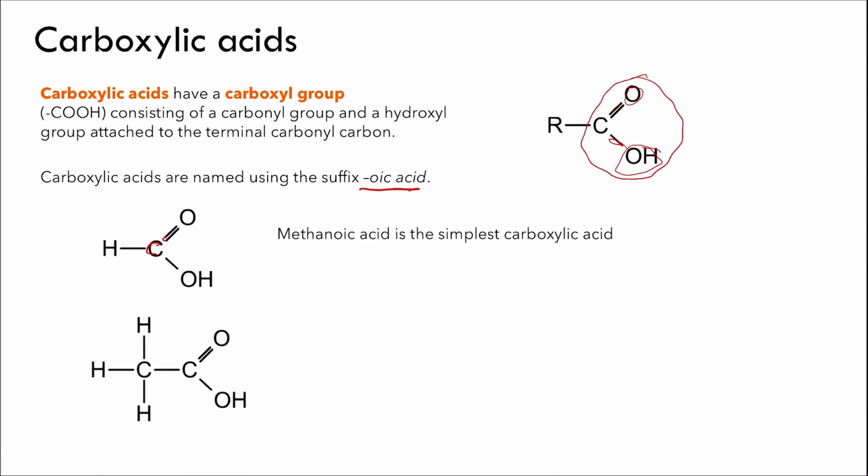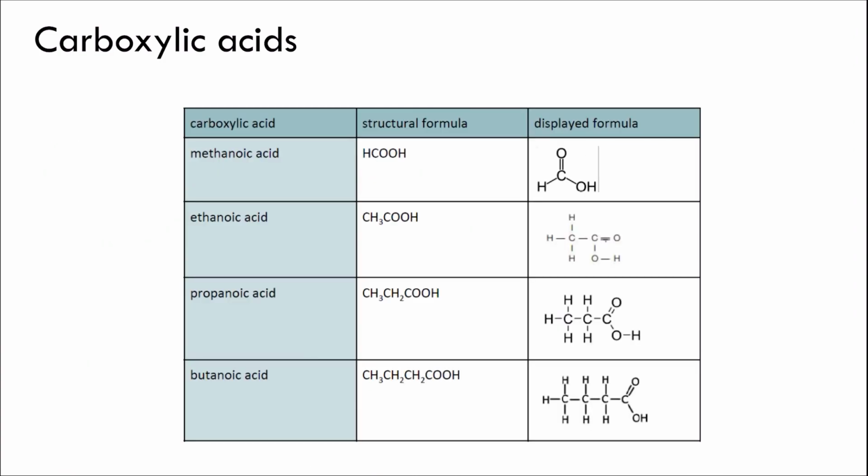And then we have the second member, which is the ethanoic acid, which has two carbon atoms, so we remove the E at the end of the ethane and then we add oic acid. So this is ethanoic acid. These are the first four members of the homologous series of carboxylic acids. So we have methanoic, ethanoic, propanoic, and butanoic.